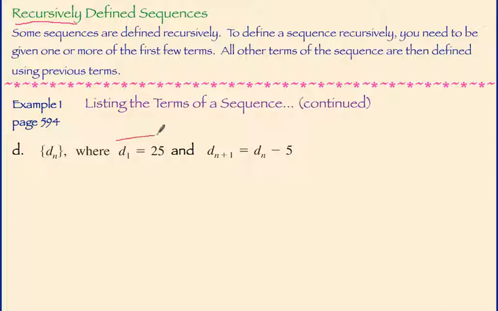Therefore, we sort of need an initial value. In this case, we're given the first term. D sub 1 is 25.